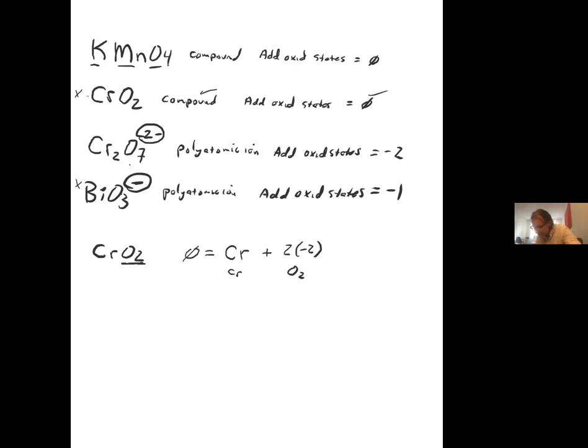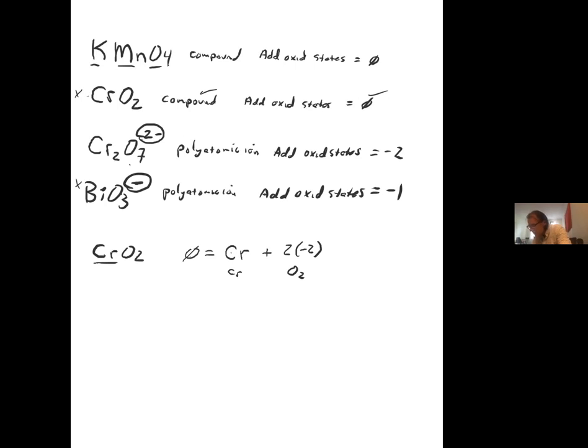Okay, if you were asked what is the oxidation state of chromium, then you would figure it out. For this type of problem, they're not going to ask you for the oxidation state of oxygen because you just remember that. It's -2. So let's see how we go about this.